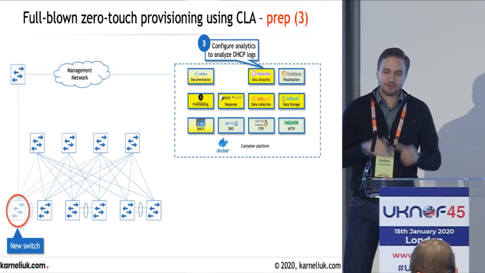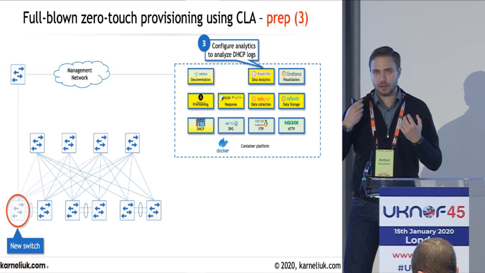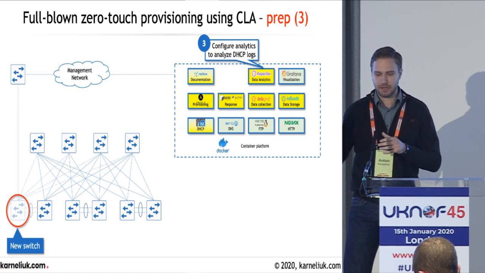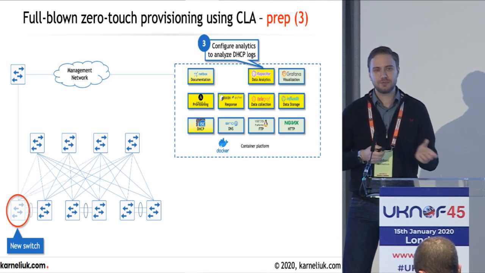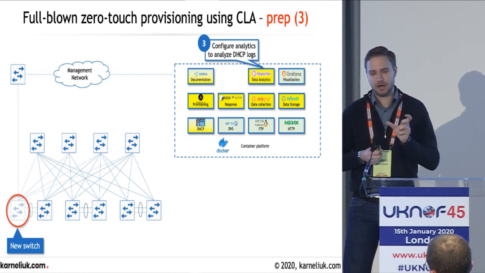The third step, which is related to the particular closed loop, is that we create a parser in our analytics application which looks for DHCP messages. More specifically, it looks for DHCP ACK, the last message in the DHCP flow, which also contains the IP address of the element confirmed.